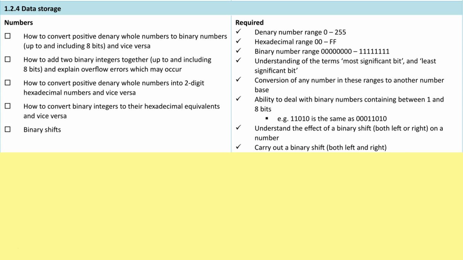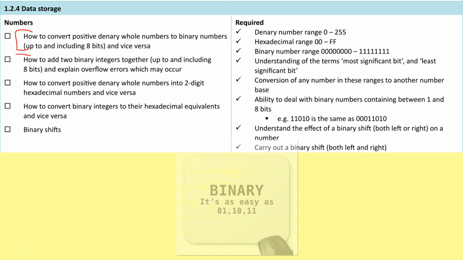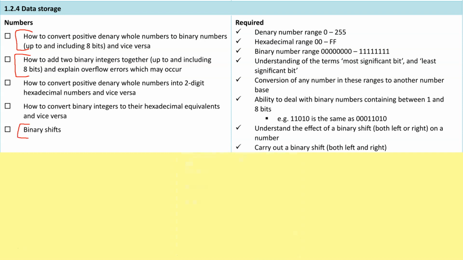Today we're going to be studying binary and denary number systems and how to convert between them. If we have a look, we're going to be studying most of this section here: how to convert positive denary numbers, how to add two binary integers together, and binary shifts. We'll look at all the good hexadecimal stuff in a future lesson. Otherwise, this would take about an hour.